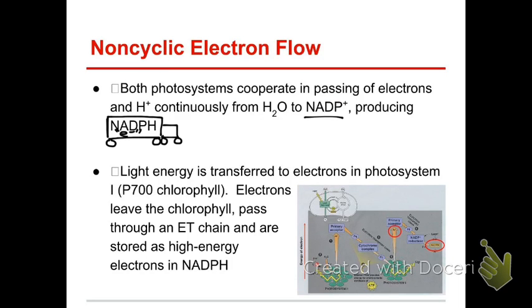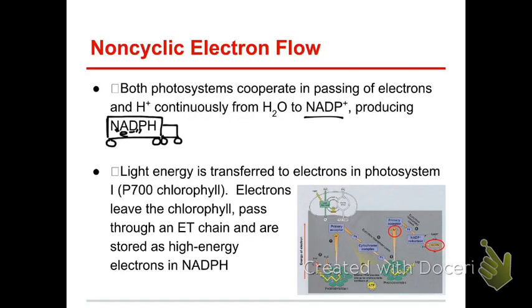So NADPH has an electron, the high energy one that was excited by light. NADP plus is an empty truck, waiting to pick up electrons. So again, very similar to the cyclic reaction. Light energy is transfer of electrons. Electrons leave chlorophyll, travel on the electron transport chain, but they don't go back. They get carried away by NADPH. That truck drives them away from the reaction.